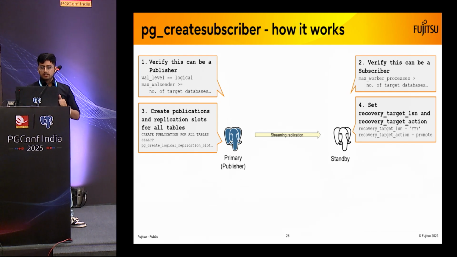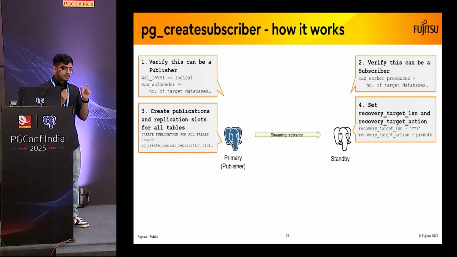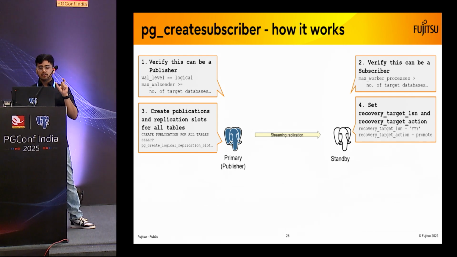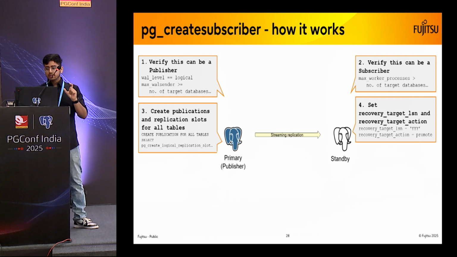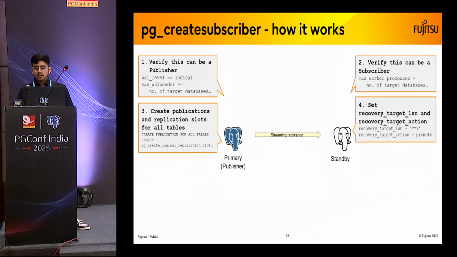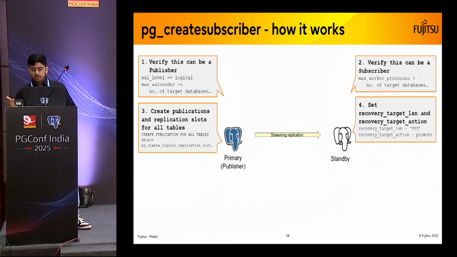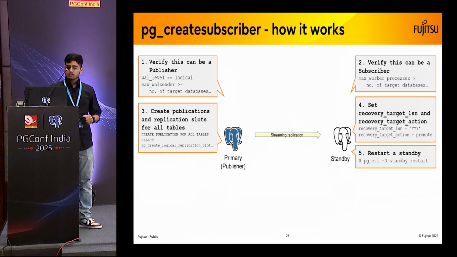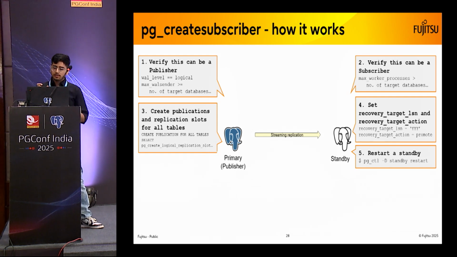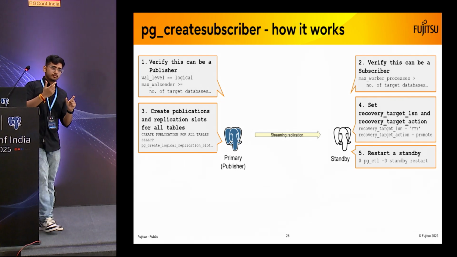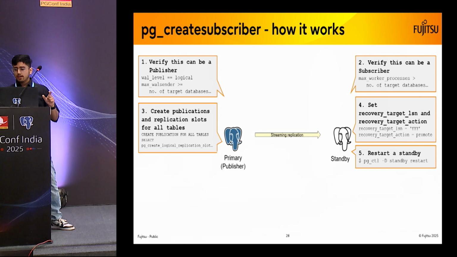We set the recovery target LSN. So after creating the replication slot, we get the LSN value on the primary node, note that, and set it in recovery target LSN. In recovery target action we specify promote, and then we restart the standby node. Specifying these GUC values ensures that after restart the standby is synced up to that LSN point and is promoted.